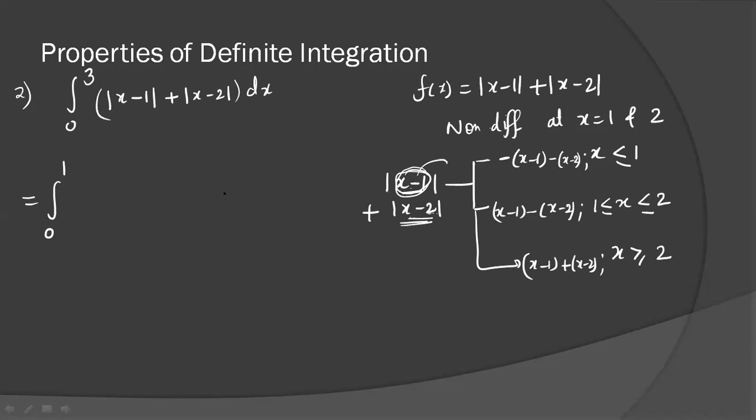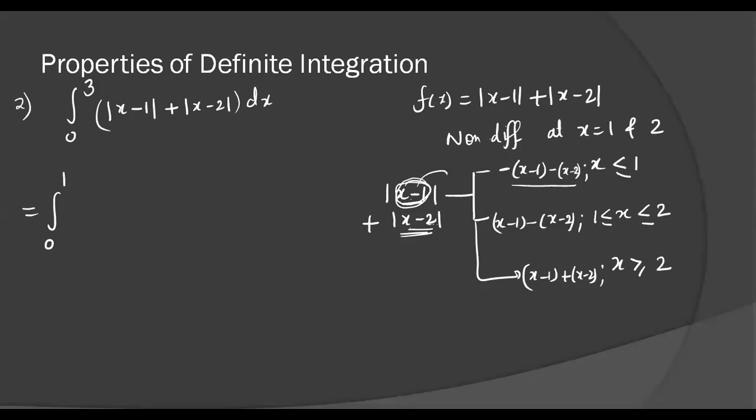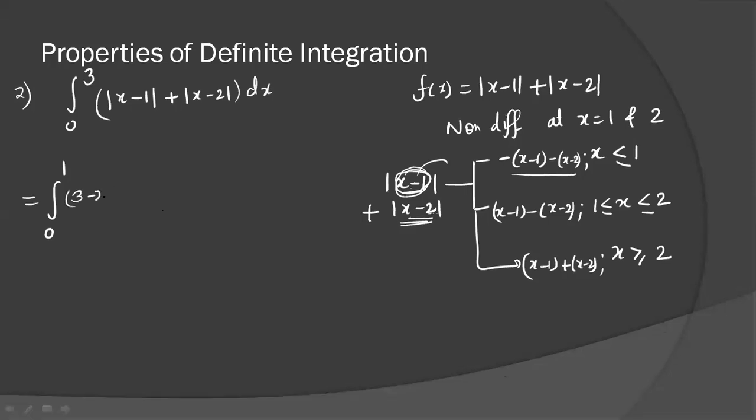So when x is less than 1, it will be 2 minus x, plus 3 minus 2x dx, plus, when it is between 1 to 2, x is cancelled out, minus minus plus, 2 minus 1, it will be 1 dx. And when x is 2 to 3, because the upper limit is 3 only here, and the lower limit is 0 in the given question, it is 2x minus 3 dx.